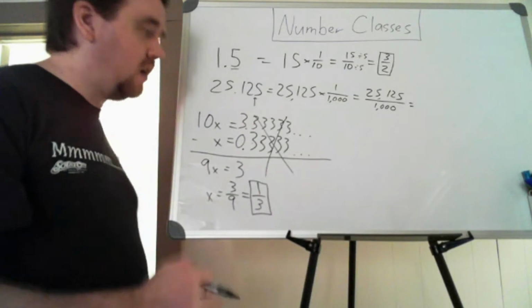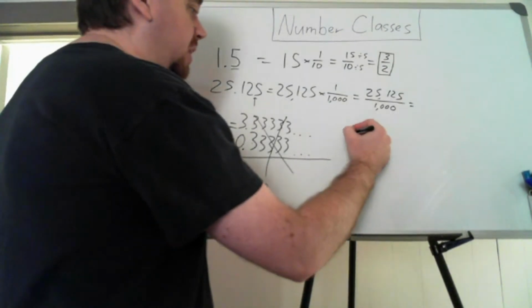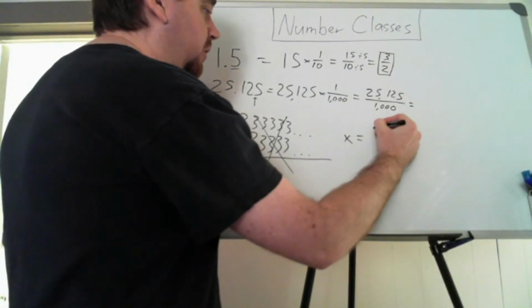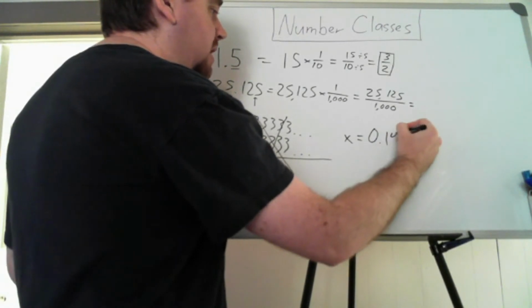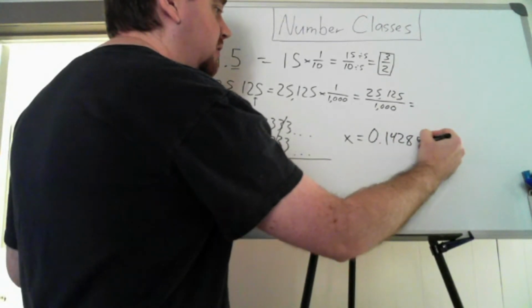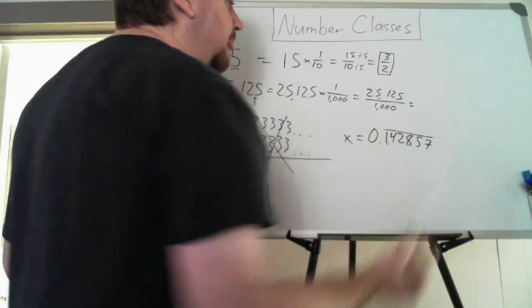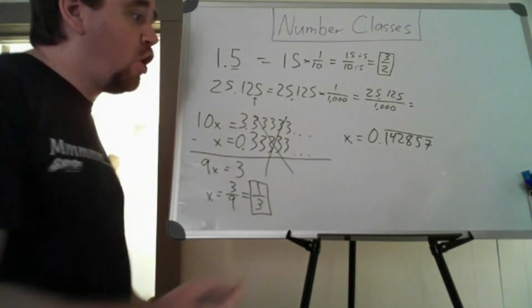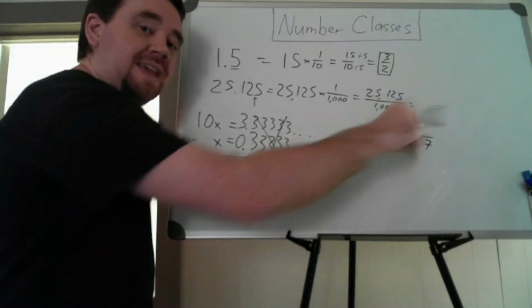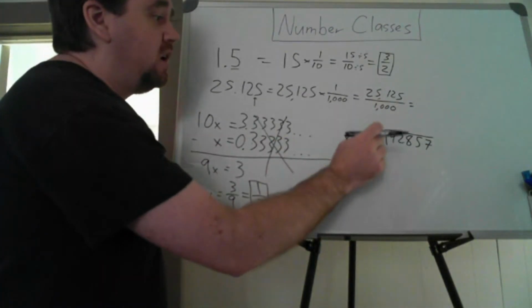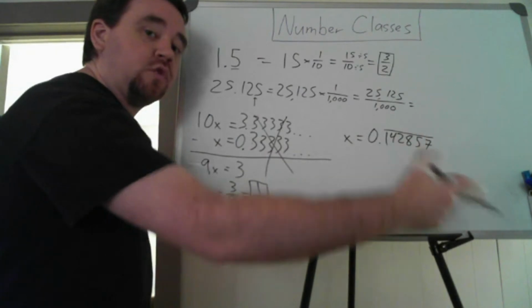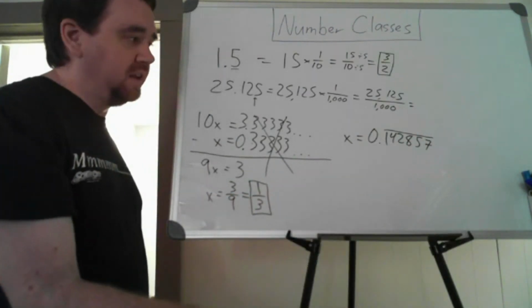Let me show you how. Let's consider this more complicated one. X equals 0.142857, and then I'm going to draw this bar over top of it. You might remember that from school. That bar means take those digits and repeat them into infinity. So this is 0.142857, 142857, 142857 over and over and over and over again infinitely.